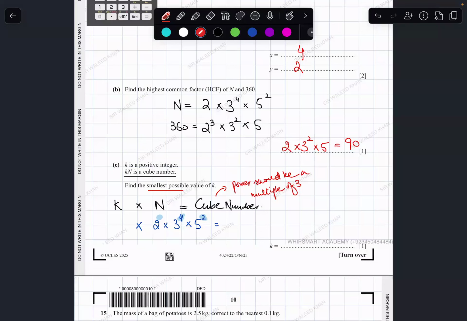Now, because I have to make this into 2 power 3, that's why I multiplied it with 2 power 2. I have to make this power into 3 power 6, so I multiply this with 3 power 2. I have to multiply this with 5 power 1. So the one you multiplied by yourself, that is the value of k. So the value of k is 2 square into 3 square into 5, which is 180. Okay.